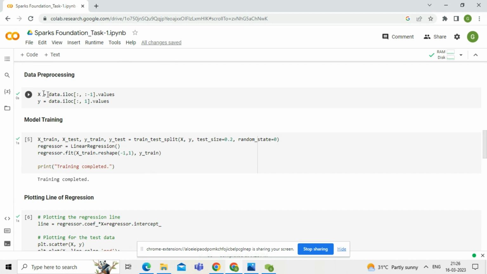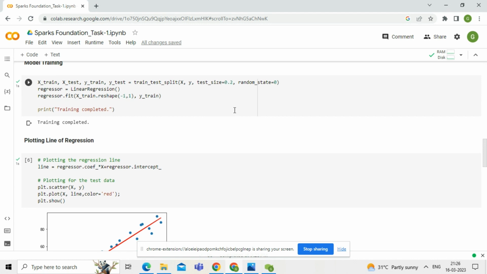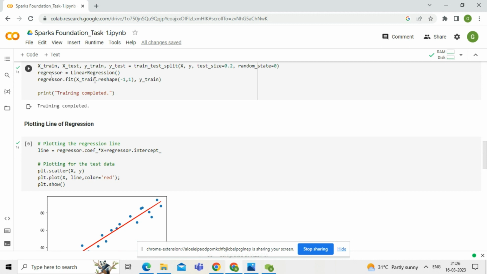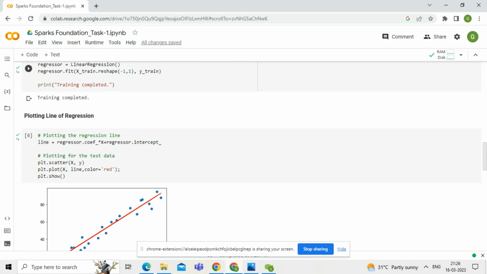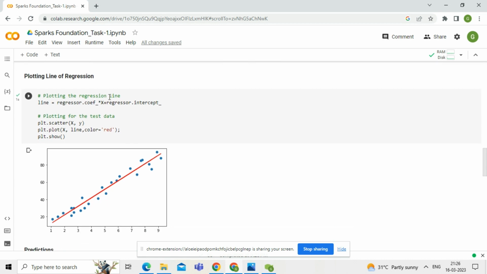Then I have stored the data into x and y variables. Then I have split the dataset into training and testing datasets, where the testing dataset contains 20% of the whole data, and the training dataset contains 80% of the whole data. Then I have fitted the model in the linear regression algorithm. The output shows that the training is completed successfully.